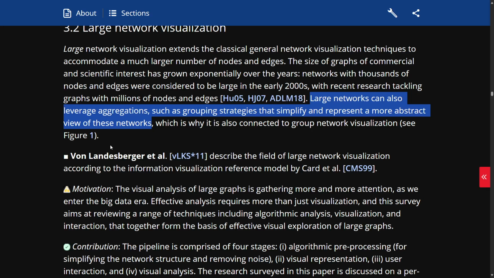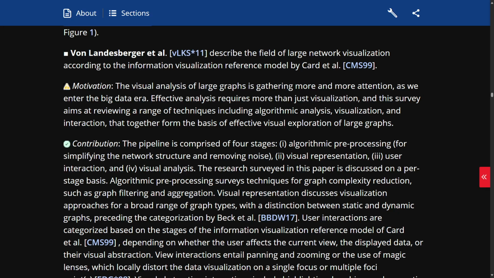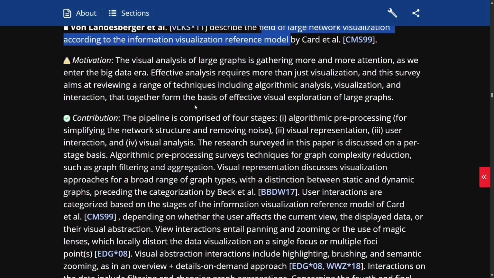See Figure 1. Von Landsberger et al., VLKS11, describe the field of large network visualization according to the Information Visualization Reference Model by Card et al., CMS99. Motivation: the visual analysis of large graphs is gathering more and more attention as we enter the big data era. Effective analysis requires more than just visualization, and this survey aims at reviewing a range of techniques including algorithmic analysis, visualization, and interaction, that together form the basis of effective visual exploration of large graphs.